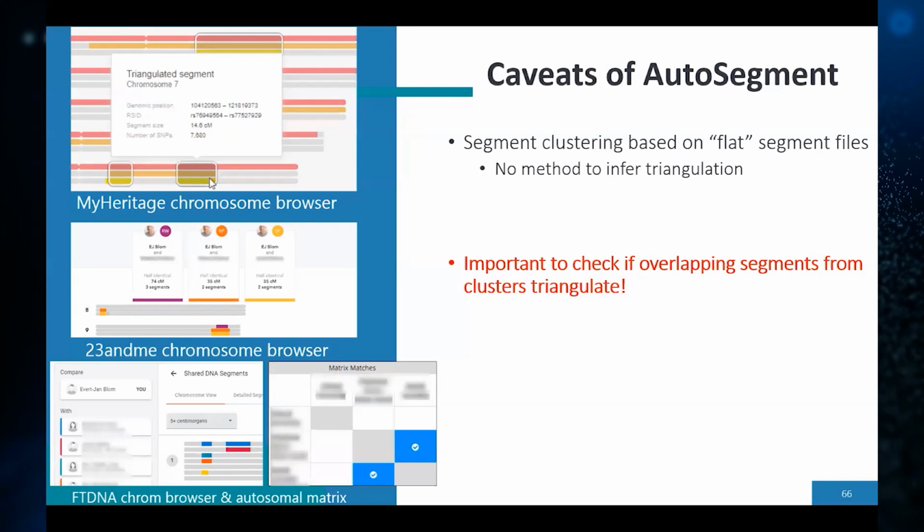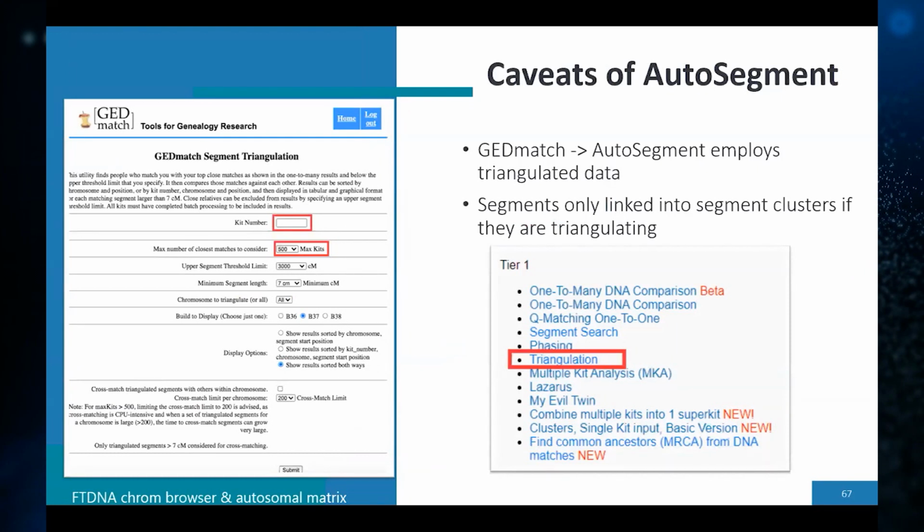That's very important. GEDmatch is the only exception because, like I said in previous slides, we employ triangulated data from GEDmatch specifically to check the segments from GEDmatch, to give them a higher probability of being right. And by having triangulation data, we know that they should triangulate. So we have the segments from GEDmatch and the triangulated data, and this is being used as an extra check.